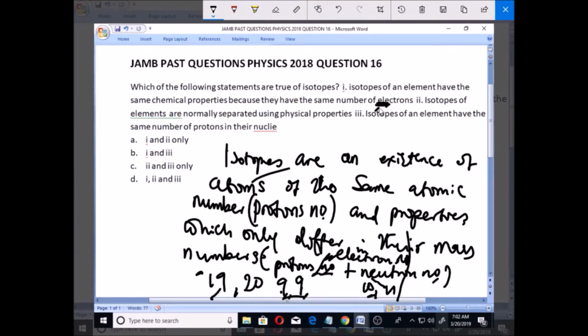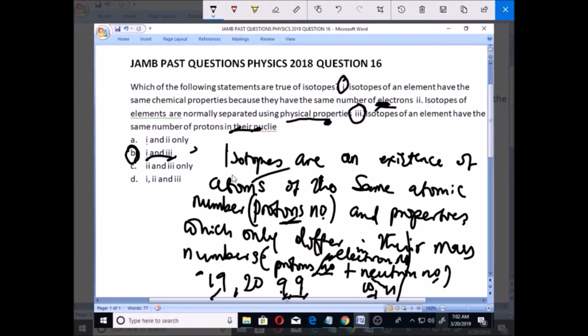So I is correct. Now, isotopes of elements are normally separated using physical properties. We don't know of this fact, so this cannot be true here. But you have isotopes of an element have the same number of protons in their nuclei. That is what I said here. So this is also correct. So we have options I and III to be correct. So this B is the right option because I is correct and III is correct. So we are very sure about these two. We are very sure about them for isotopy.